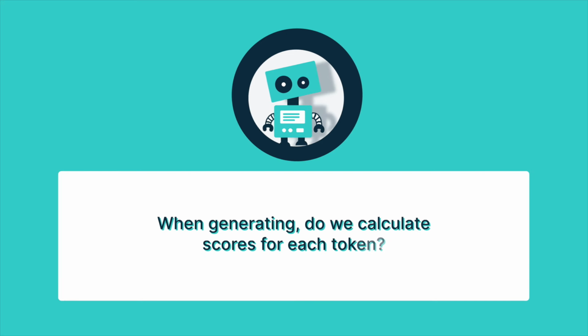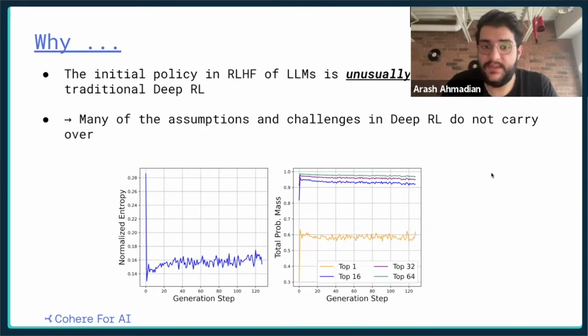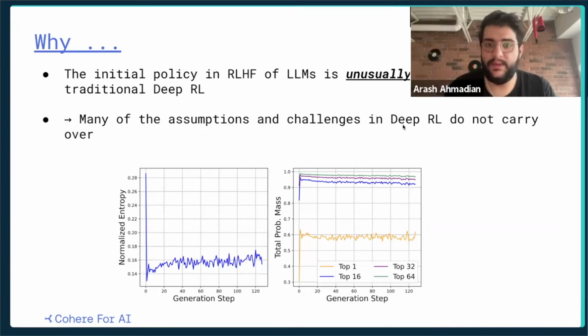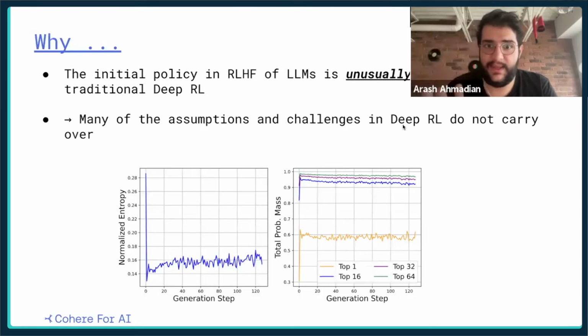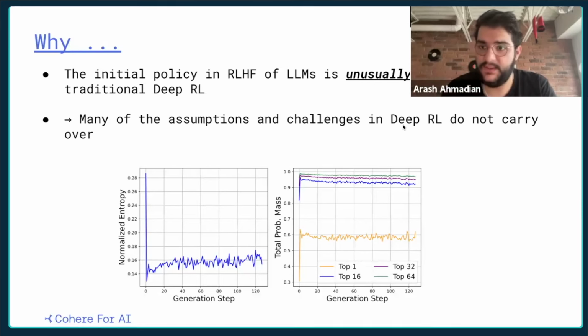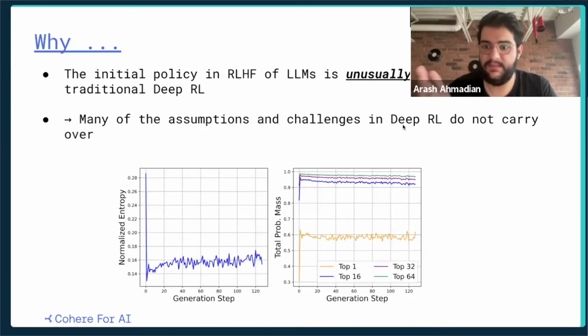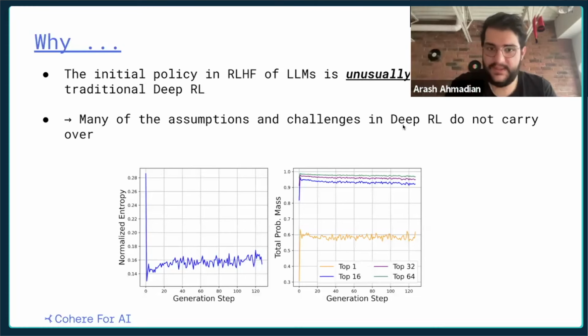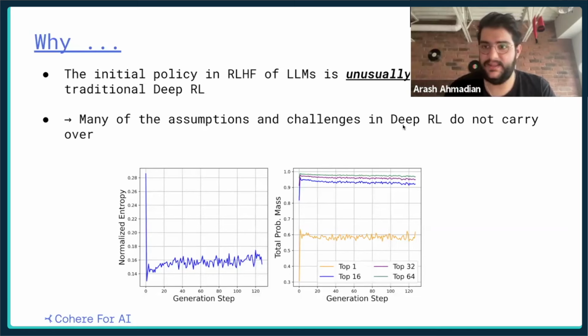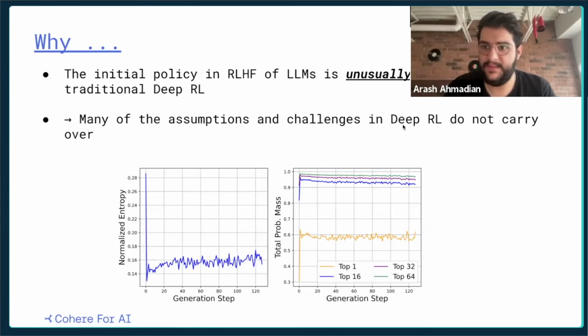I see a question from Tatiana. When generating, do we calculate scores for each token? Depends on what you mean by scores. If by score you mean the reward we actually optimize in RLHF, we only calculate a KL component for every single token, which is just the log probability of generating that token with the current policy, minus the log likelihood of the same token under the reference policy.